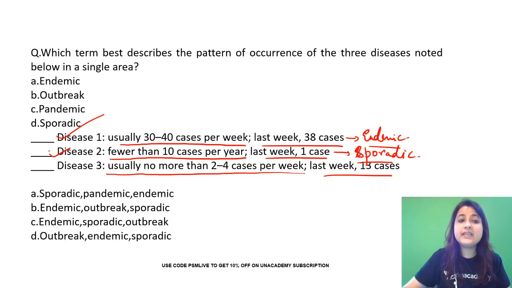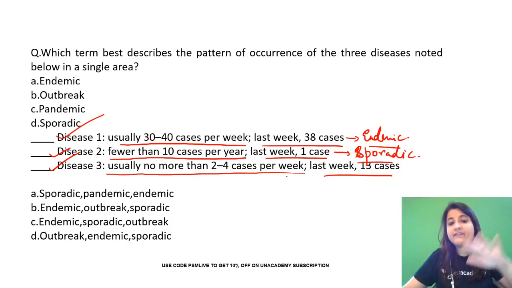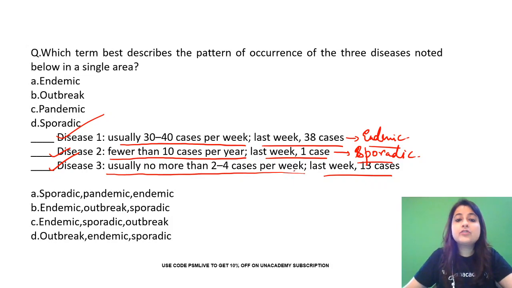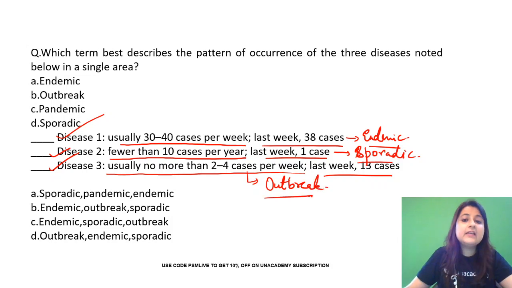Then disease 3, usually there are no more than 2 to 4 cases per week, but last week what happened? There were like 13 cases. So usually 2 to 4 cases per week, but last week 13 cases. So this becomes what, everybody? This becomes the example of an outbreak. Are you clear?